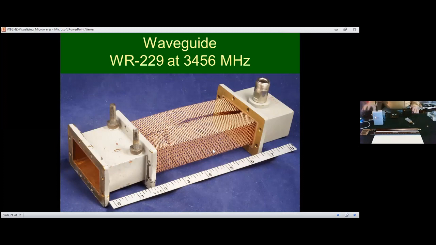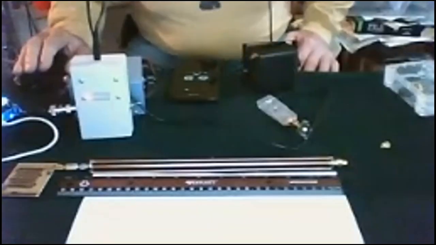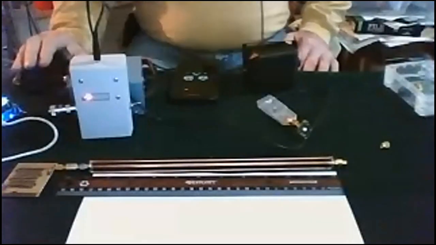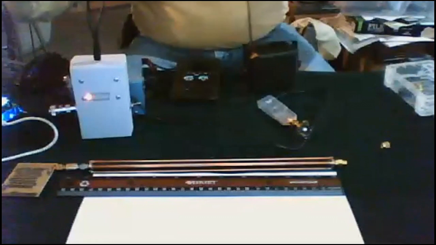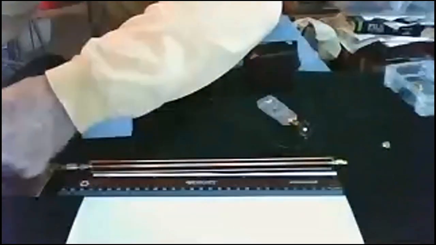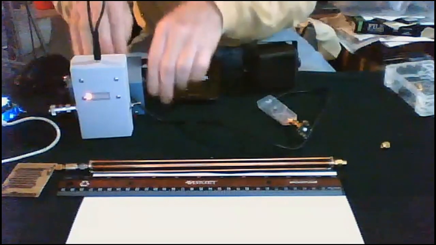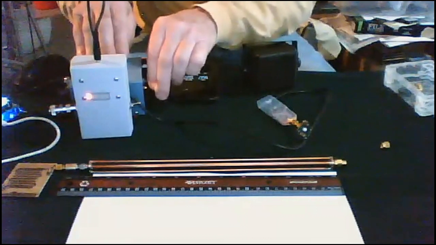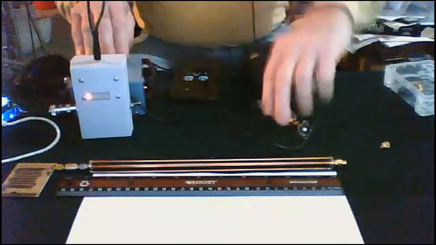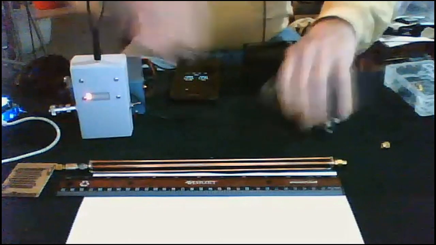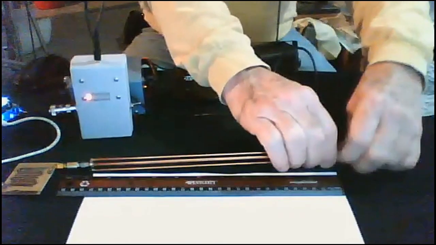Okay, I'm going to change the frequency. Let's go back to demo mode. You stop share. All right, and change the frequency. Now we're at 3456. And now, let's go back to a short circuit.